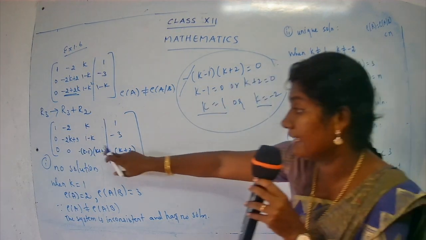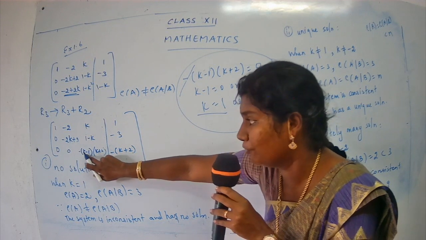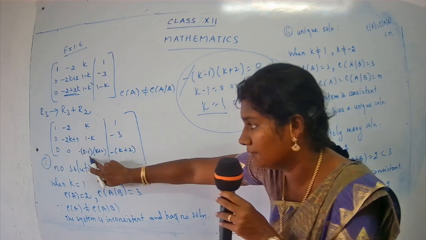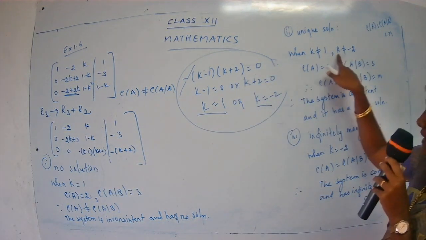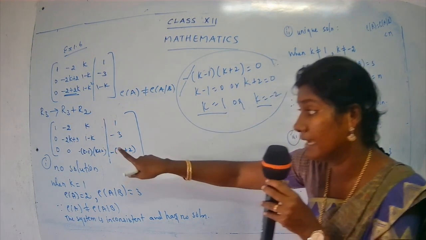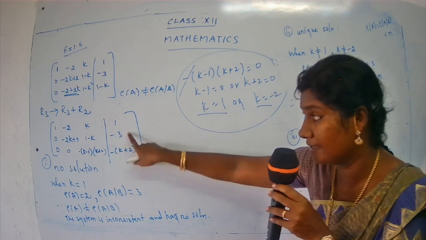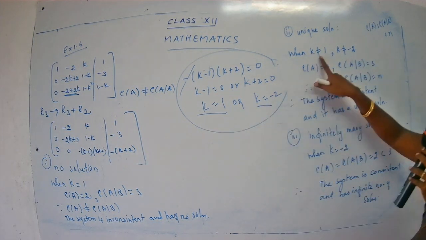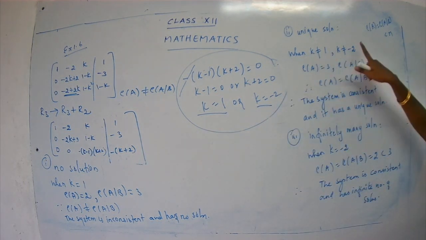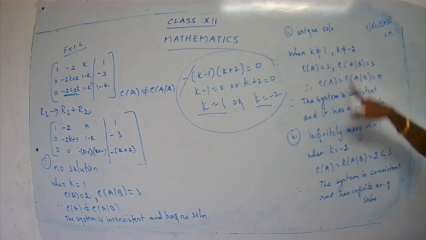So I should not take k as 1. If I put k as 1, the term becomes 0. And similarly, if I take k as minus 2, I get this augmented matrix [A|B] as 0. So don't take k as 1, don't take k as minus 2. Then the system becomes consistent and it has a unique solution.